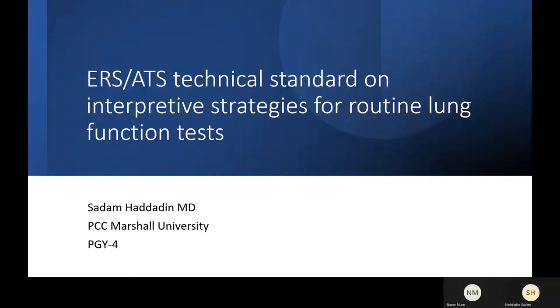Is that right? Then from here to here, that's the hesitation to start the test. Okay, and the test has to start before zero. So the machine will measure how much gas has been exhaled after the end of inspiration.